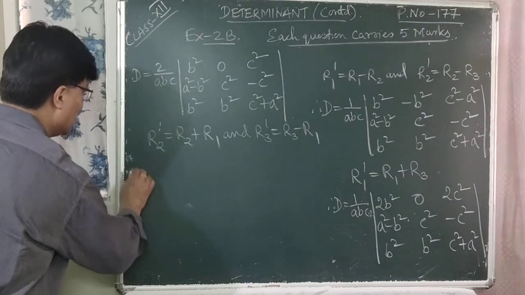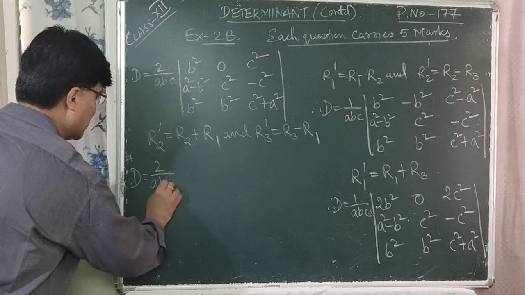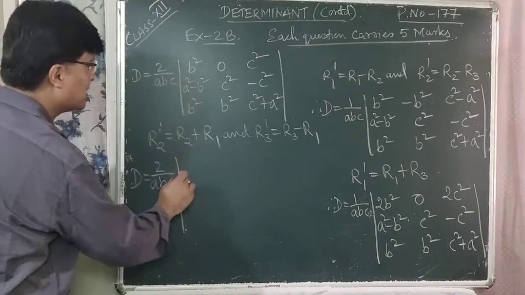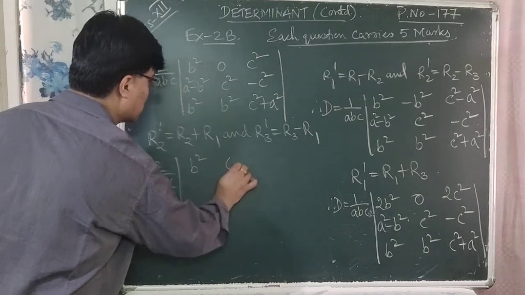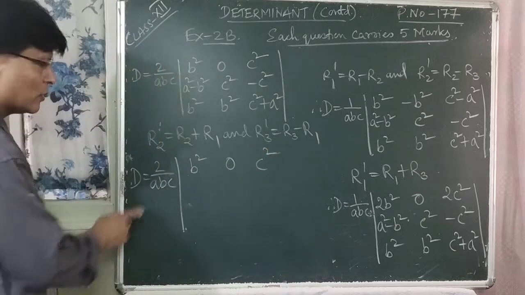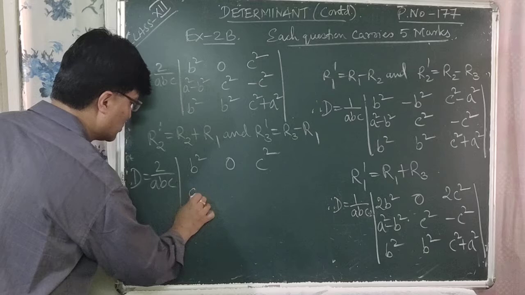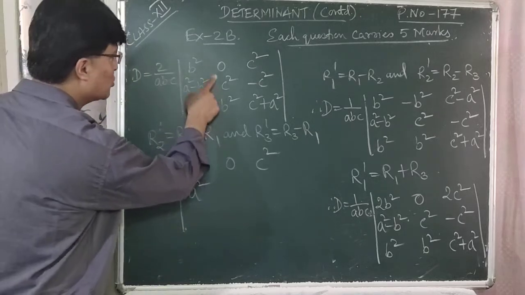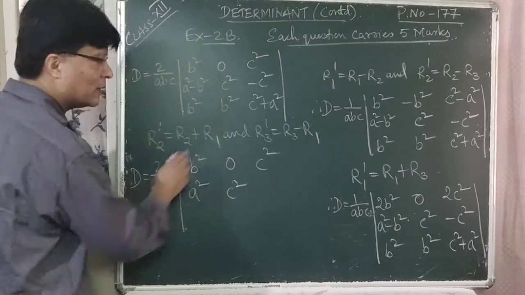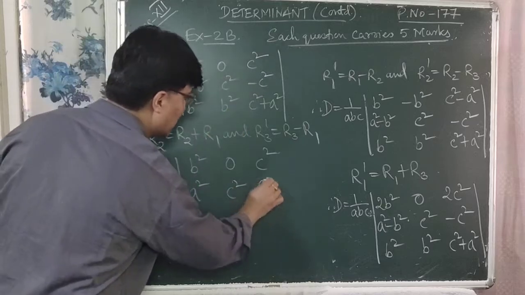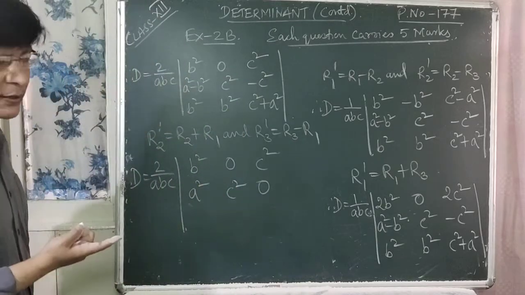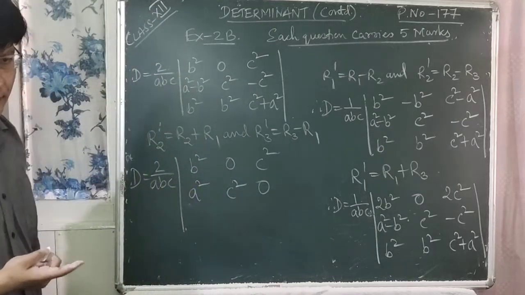Next, therefore, D is equal to 2 upon ABC. Now, row 1 remains the same. That is B square, 0, C square. What is R2 plus R1? A square minus B square plus B square, that means only A square is there. C square plus 0, C square. Minus C square plus C square, that is 0. That is R2 plus R1, that is row 2 is changing here.